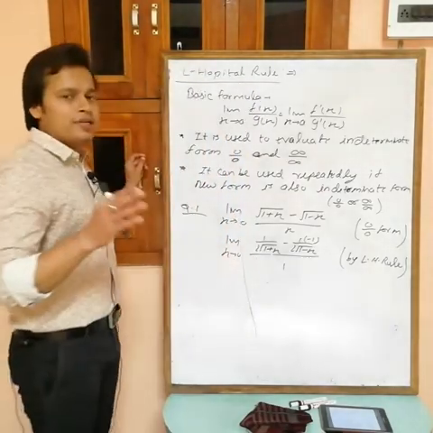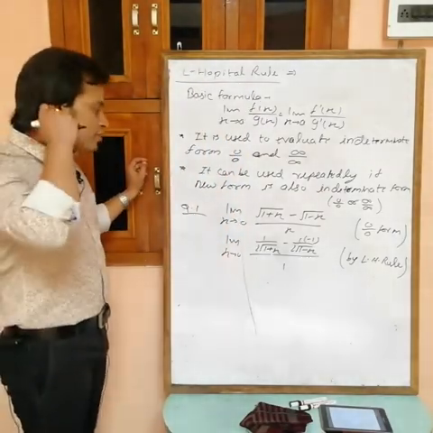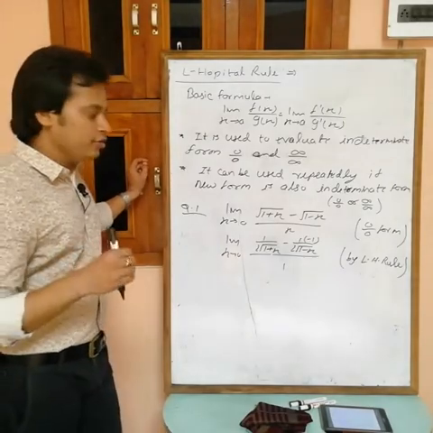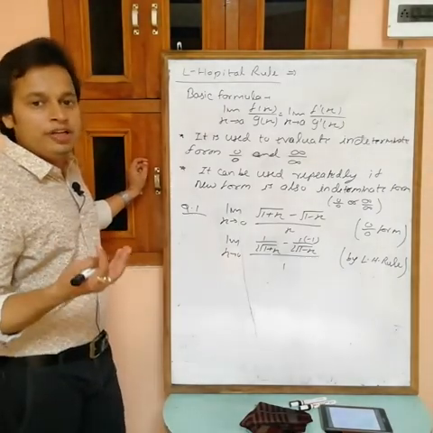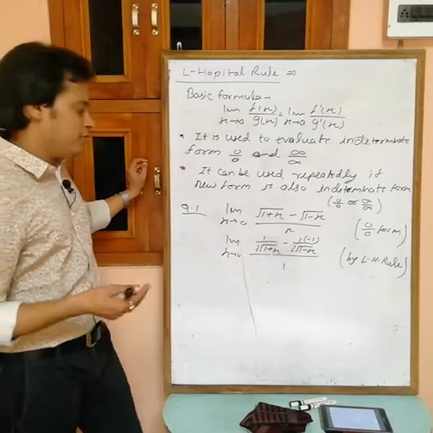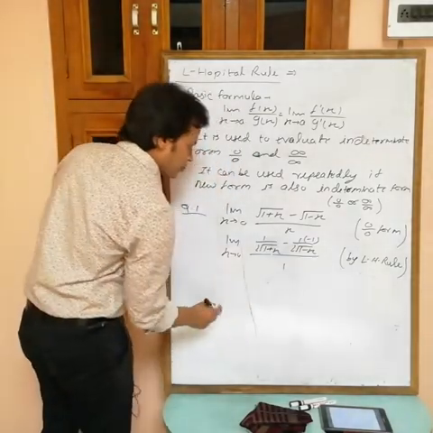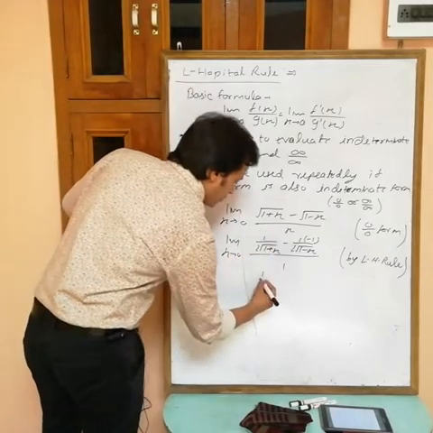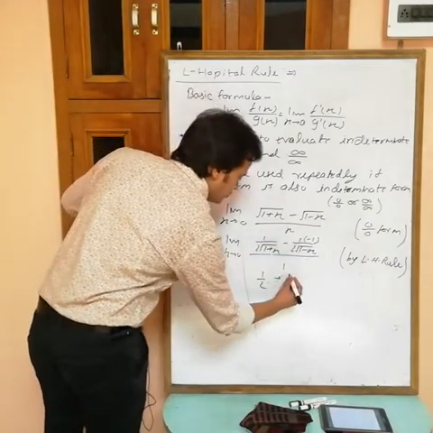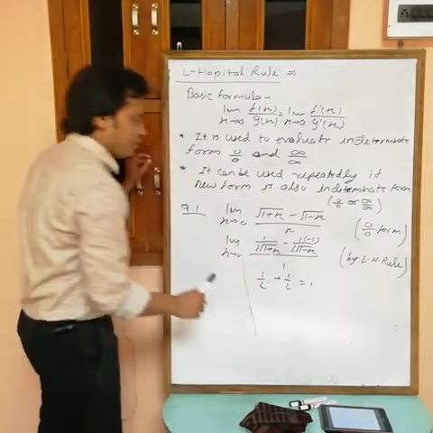Now put x equals 0. If you get a finite value, then okay. If you again get an indeterminate form, then again you can use L'Hopital. But this time we are getting a finite value. If you put x equals 0, we get 1 by 2, minus minus plus 1 by 2. So the answer is equal to 1. Okay, write down.